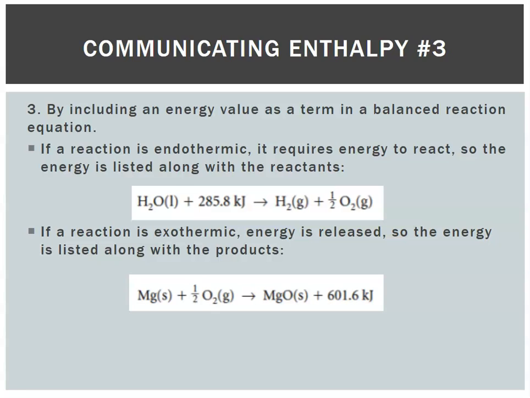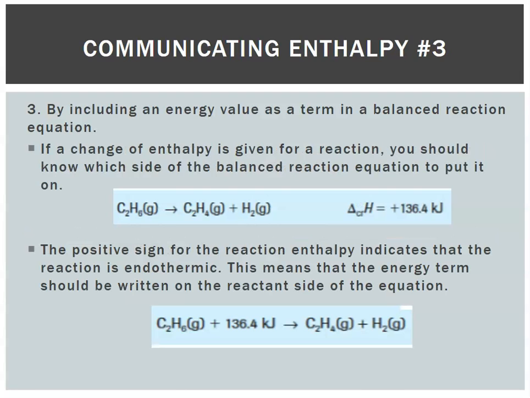For endothermic reactions, the energy term is included on the reactant side. In exothermic reactions, the energy term is included on the product side. Recall from the last lesson that if the change of enthalpy for a reaction is positive, the reaction is endothermic, and if the change of enthalpy for a reaction is negative, the reaction is exothermic. Using this information, you should be able to determine which side of a chemical reaction equation to write the energy term on.